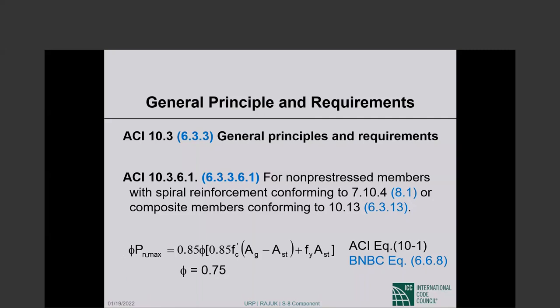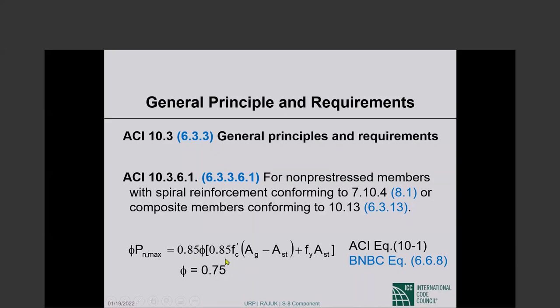Okay. So the maximum is important because as you apply more and more axial load, more and more bending moment, the axial load capacity changes. So a column does not have one value of P sub n. What the P sub n is depends on how much moment is applied on the column. Okay. So this is the maximum P sub n. The factor is 0.85, and I'll explain that.